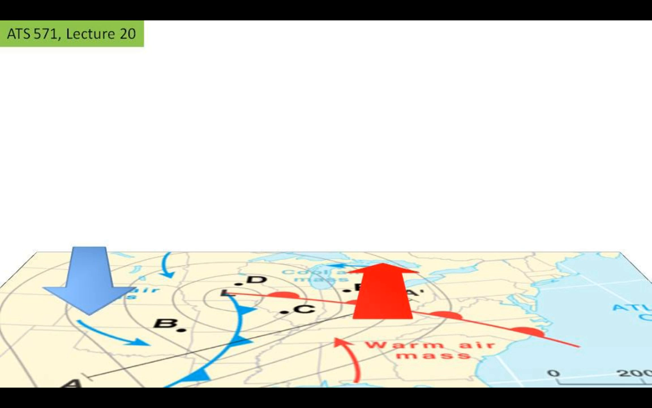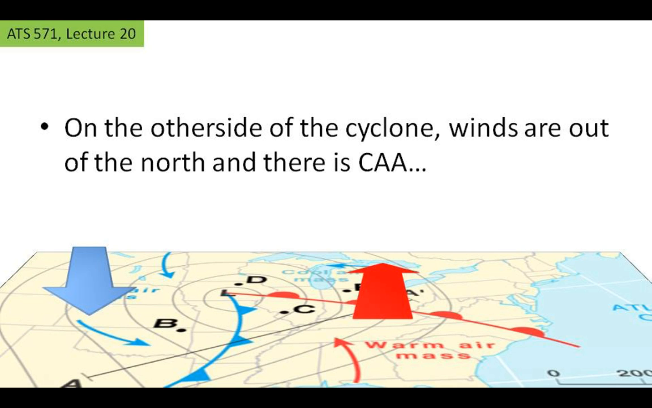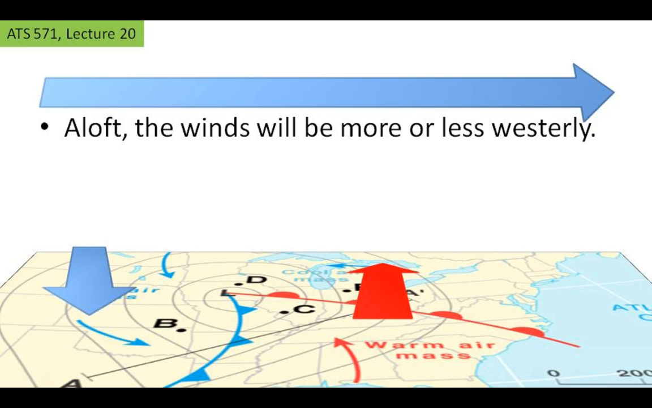Let's go back to a diagram like this of a cyclone, where we've got winds rotating around it. On the east side of it, the winds are out of the south, and there's warm air advection happening. On the west side of it, the winds are out of the north, and there's going to be cold air advection happening. So you can see I've got these surface winds drawn in here as a blue arrow and a red arrow. Well, aloft, above this whole system, the winds are going to be more or less westerly. Whether we're in a trough or a ridge, the winds are going to be more westerly aloft.